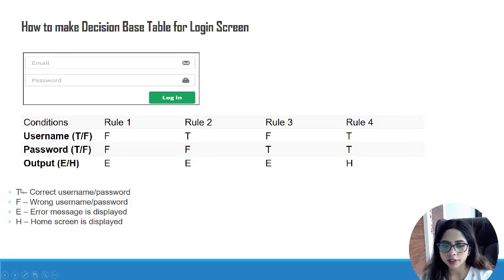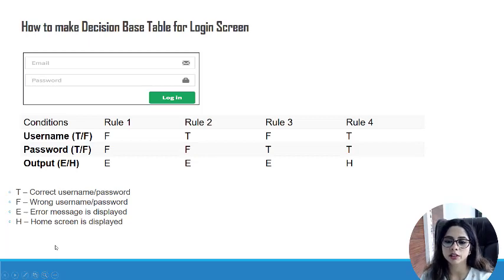Here we have written the short forms: T is correct username or password, that is true. F is wrong username or password, that is false. E is the error message which is displayed, and H is the home screen. So you have conditions, you have rules, and you have output. That's how you have created a decision table for the number of inputs.